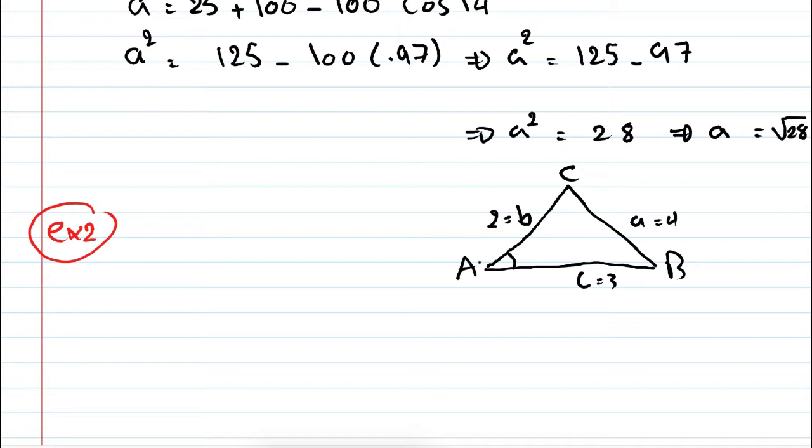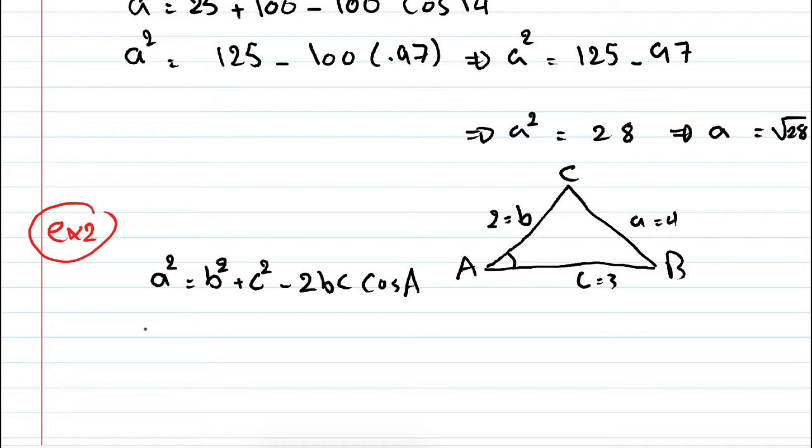So which of the rules of cosines am I going to use? Well, I'm going to use the one that involves this angle, angle A, okay? And the one that involves this one is a squared equaling b squared plus c squared minus 2bc cosine of A. It involves cosine of A, okay? And then I'm going to use arc cosine to find the angle A, okay?